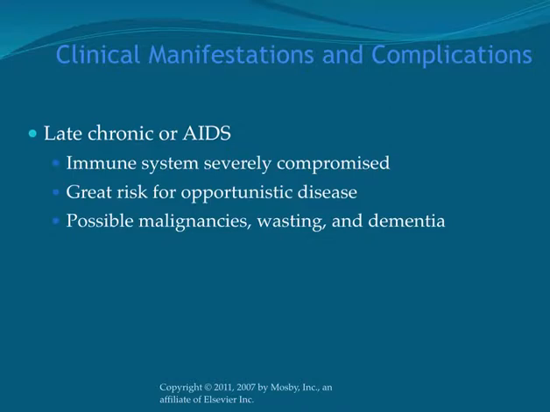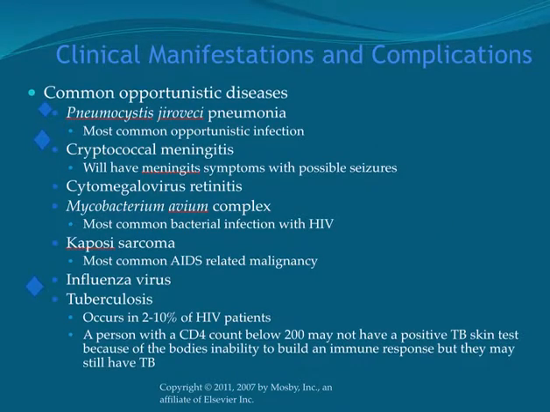Okay, and then that brings us along to the late chronic or AIDS phase. So remember that a diagnosis of AIDS cannot be made until the HIV infected patient meets the criteria established by the CDC. But it does have these things in common. So these are discussions of the common opportunistic diseases. Several opportunistic diseases can occur at the same time, which further compounds the difficulties of diagnosis and treatment of just what the heck is going on.